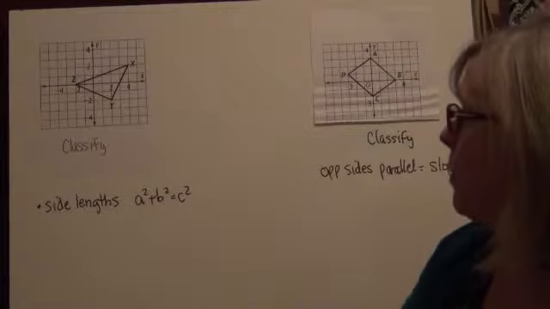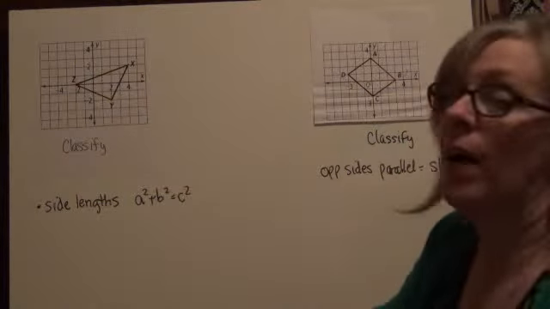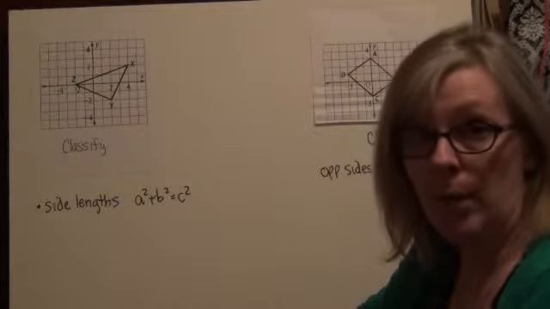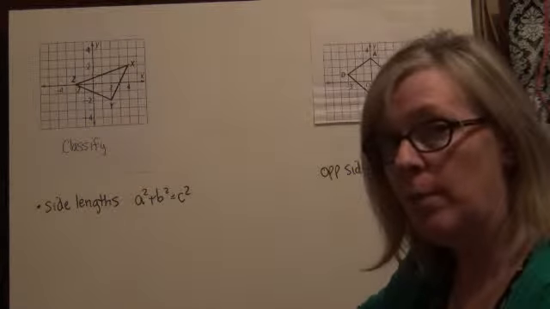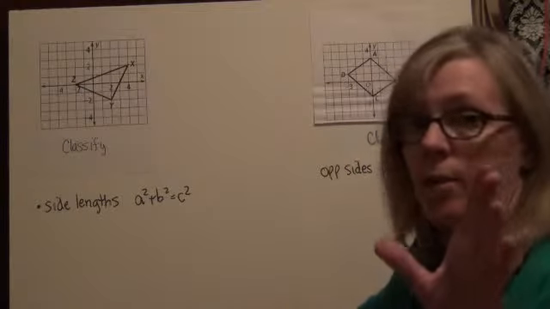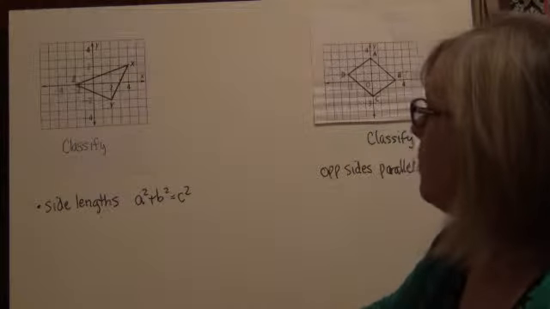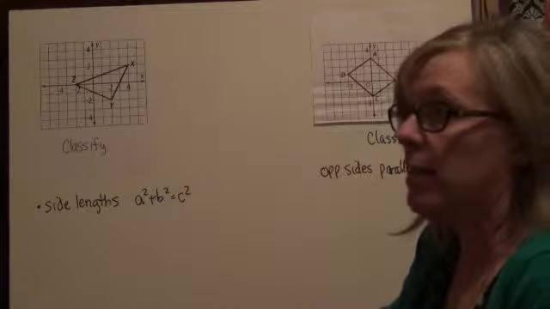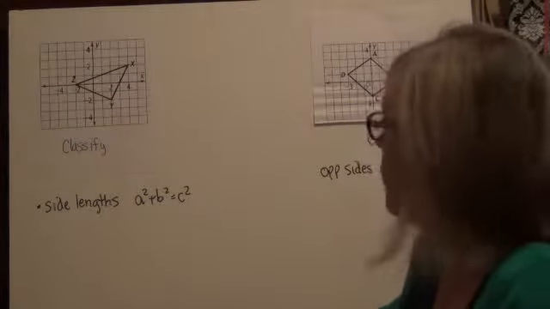Why don't we do a couple of examples? So, number one, classify this triangle. Now this is where I'm going to say either all three sides are the same, equilateral, two sides are the same, isosceles, or no sides are the same, scalene. So, I'm going to be looking only at side lengths. I'm not even going to be looking at anything else for that triangle.